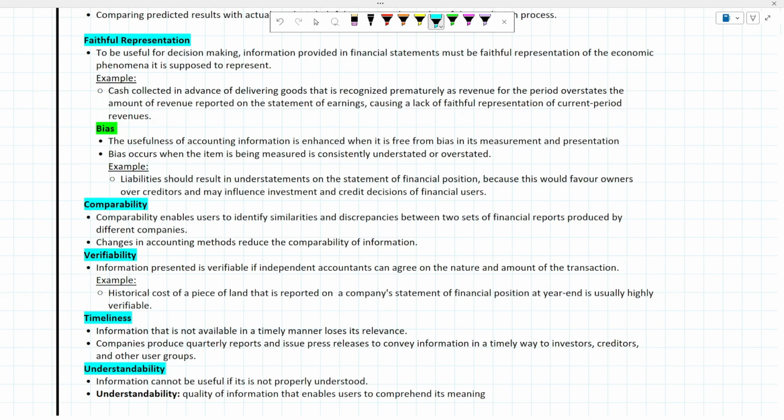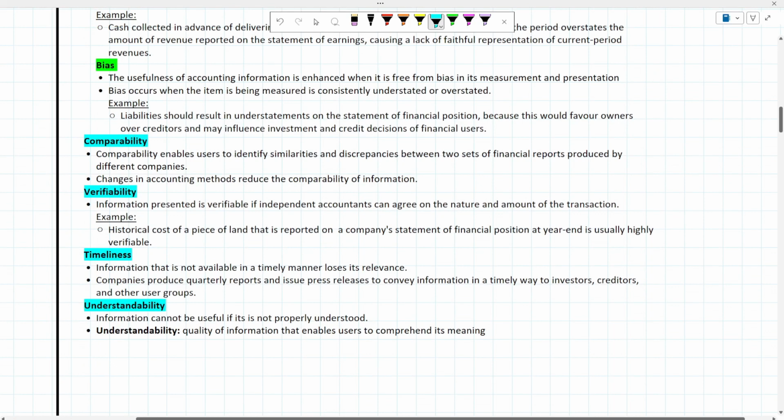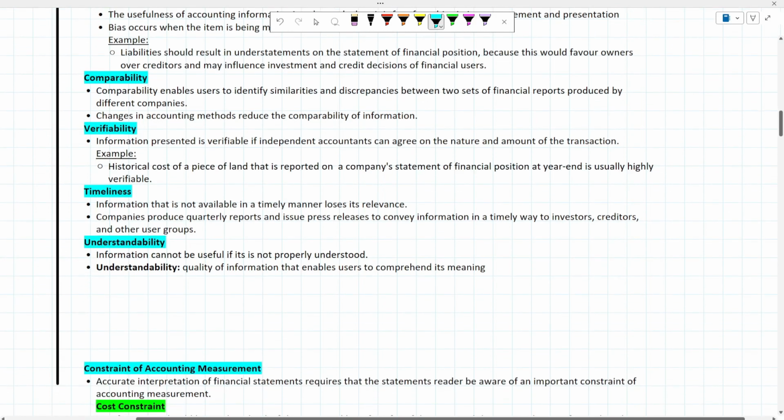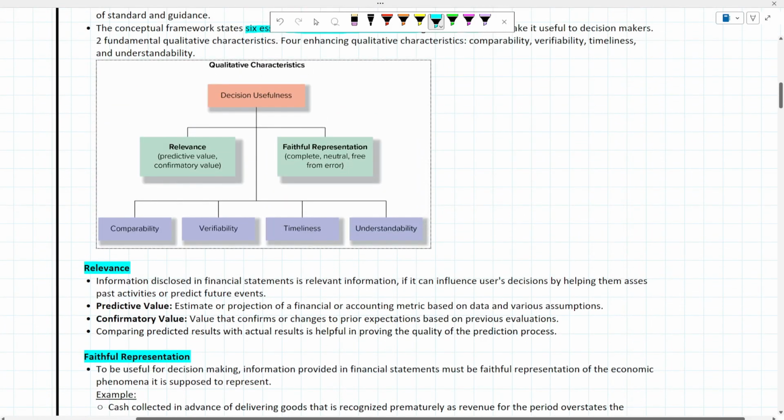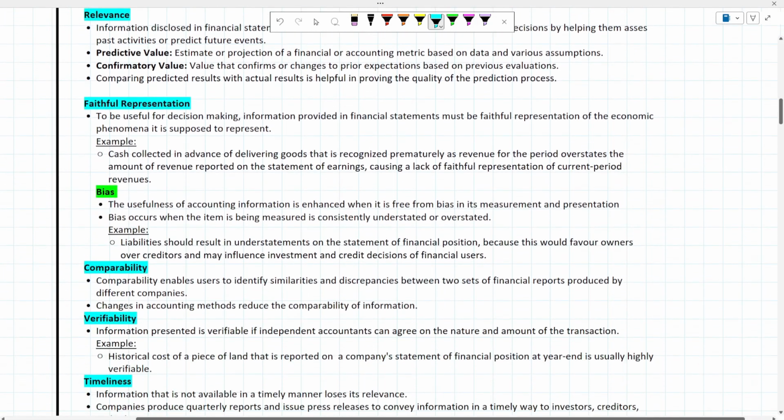So timeliness. Information that is not available in a timely manner loses its relevance. Companies produce quarterly reports and issue press releases to convey information in a timely way to investors, creditors, and other user groups. Understandability. Information cannot be useful if it is not properly understood. Understandability means the quality of information that enables users to comprehend its meaning. So these are the 4 qualitative enhancing characteristics, and I just explained the 2 fundamental qualitative characteristics.